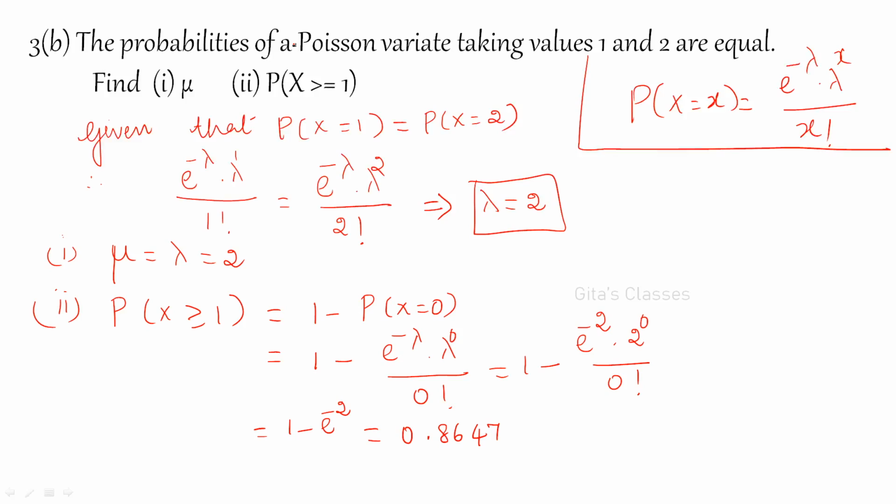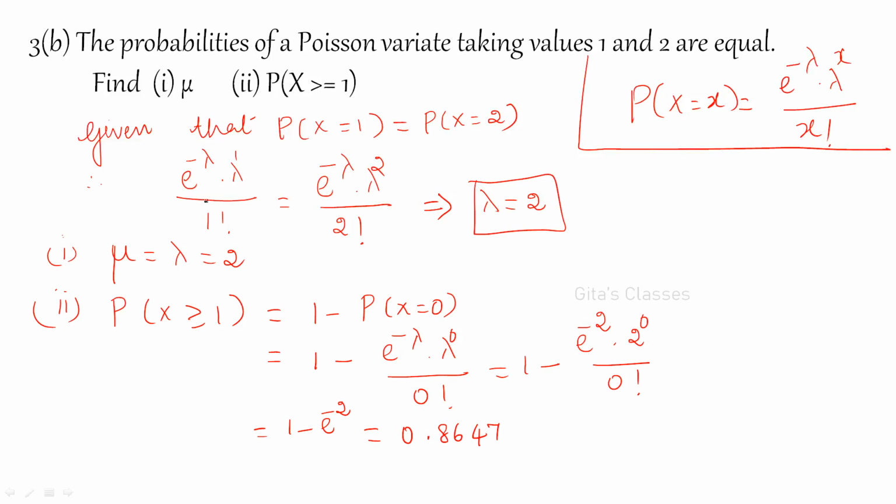Now the next question is 3B. The probabilities of a Poisson variate taking values 1 and 2 are equal. So what is the Poisson distribution? The PDF of the Poisson distribution is P of x equals e power minus lambda into lambda power x by x factorial. We substitute x equal to 1 and x equal to 2, and they will be equal.